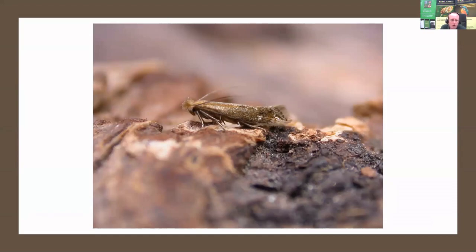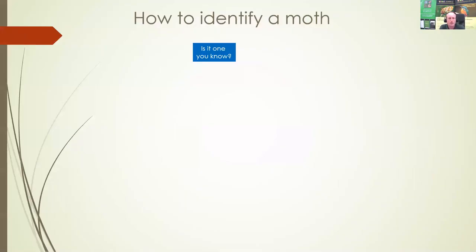First, the flowchart. Now, as I said, I wasn't going to refer back to last week's. This will be familiar if you were here last week, but it's got a little bit of a tweak. So, when you first see a moth, is it one you recognize? And believe it or not, there are quite a lot of micro moths that you will learn to recognize over time. So it's not impossible to look at a micro moth and think, yeah, I know what that is.